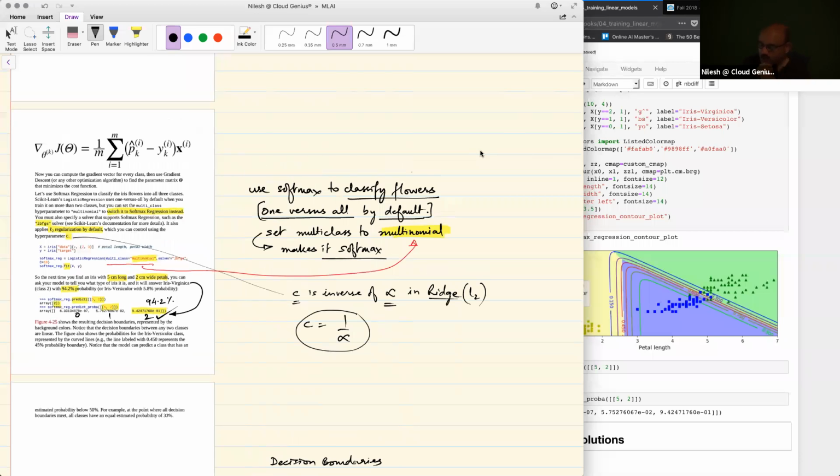So this softmax regression uses the technique of one versus all by default. And we have to set multi-class to multinomial. And that is something that you set pretty much like this in scikit-learn. And that makes a logistic regression into softmax. That's the underlying concept. It switches to softmax regression if you use the multinomial class. That is something to just take note of.